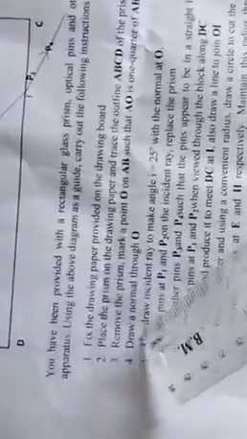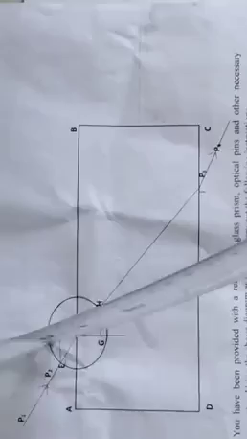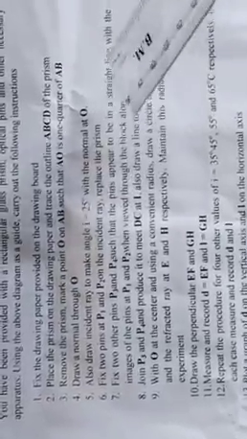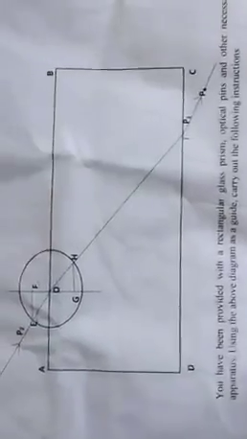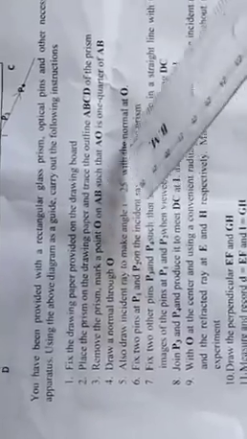So let's go. Number 4, draw a normal through O. Let's go to the diagram. The normal is a straight line drawn through O, making angle 90 degrees with the face of the prism AB. So it's called a normal. Now go to number 5. It says, also draw an incident ray to make an angle of incidence i of 25 degrees with the normal at O.